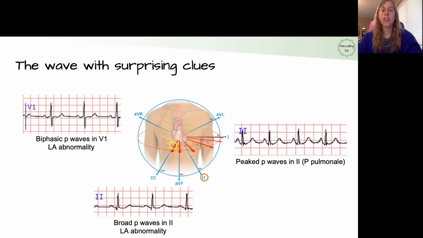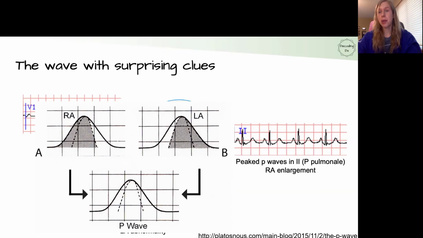Next up, if you have peaked P waves in lead 2, this is sometimes called P pulmonale, and this is typically indicative of right atrial enlargement because that beginning part of the P wave is reflective of the right atrium. So if the right atrium is enlarged, you're going to accentuate that start of the P wave.